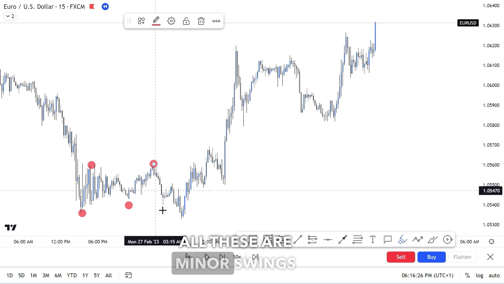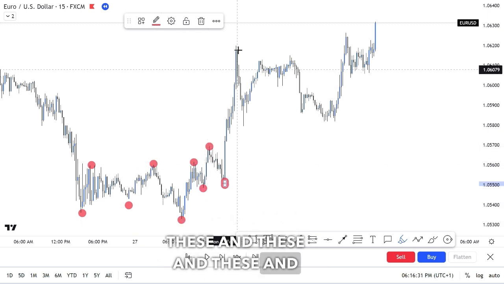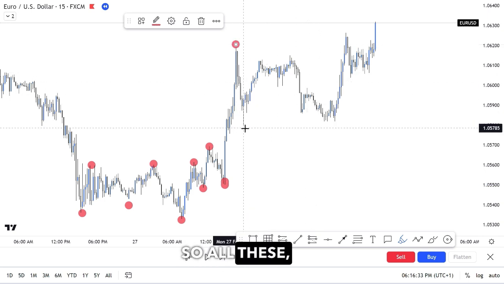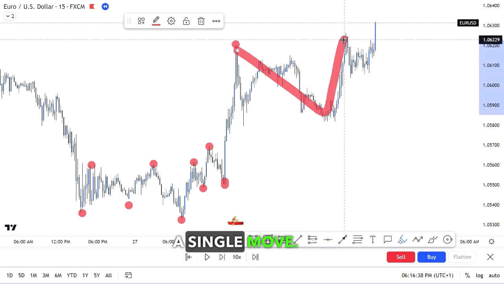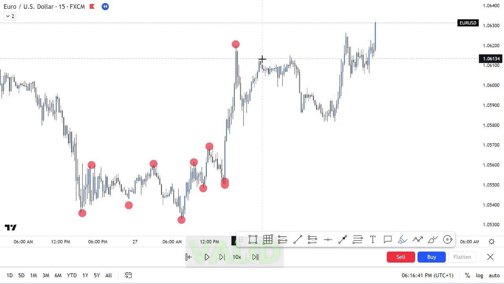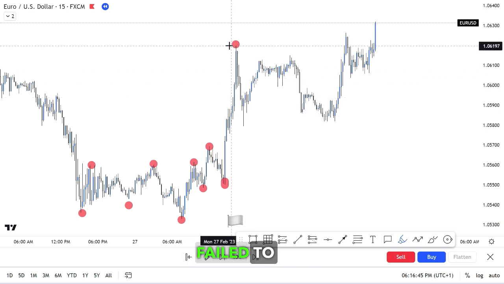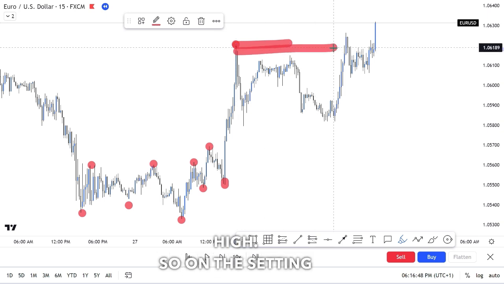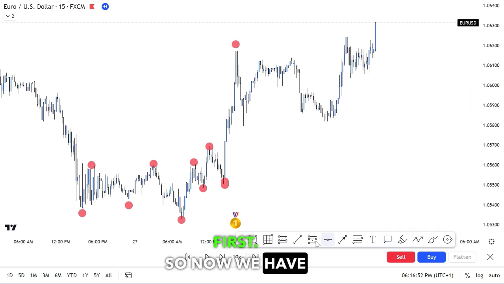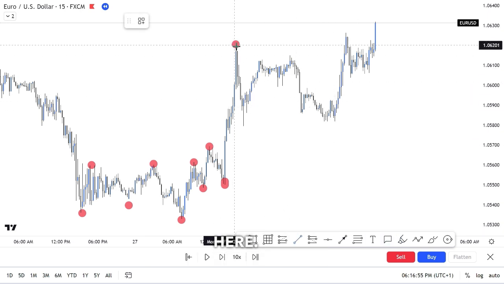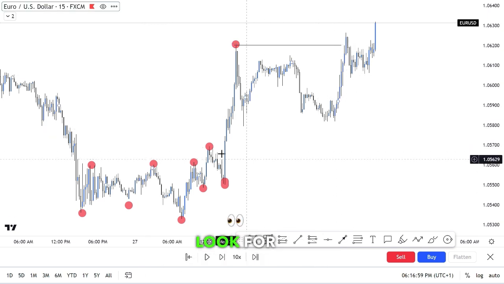All right, all these are minor swings actually. So we have this, and this, and this, and this. All right, so all this is not a valid pullback because this is a single move. It is not valid. Why? Because it failed to break this high. Until a certain high is broken, you have to see a break of market structure first. So now we have our break of market structure here. Since we have our break of market structure here, we can actually look for our pullback.